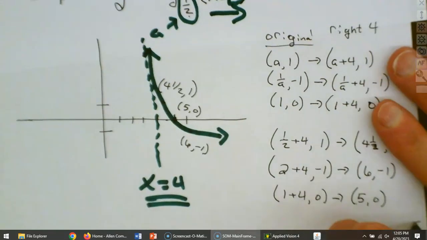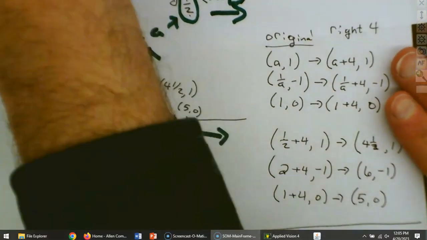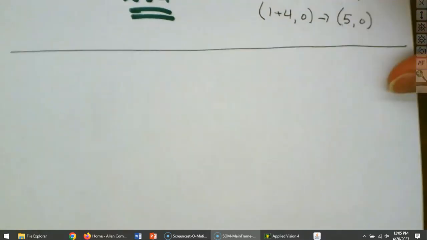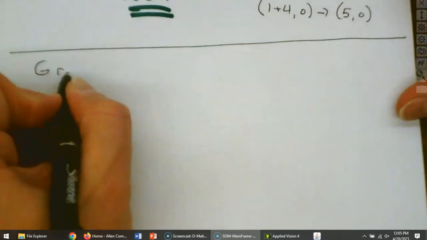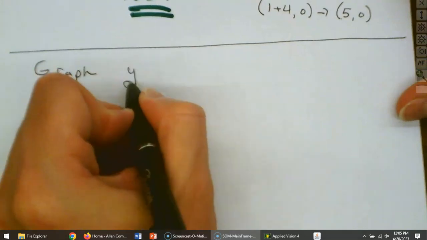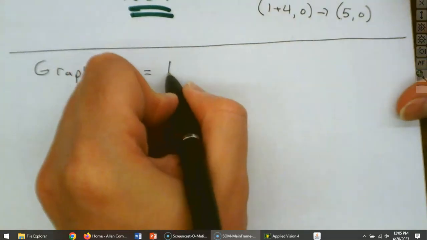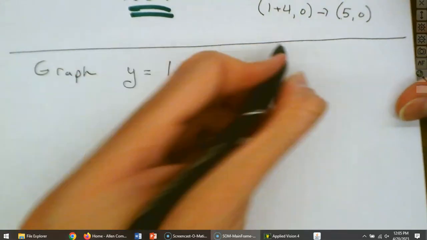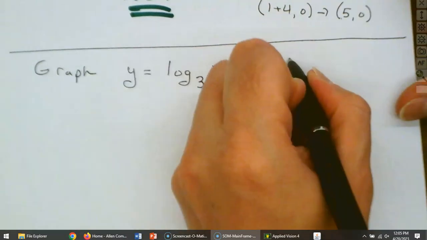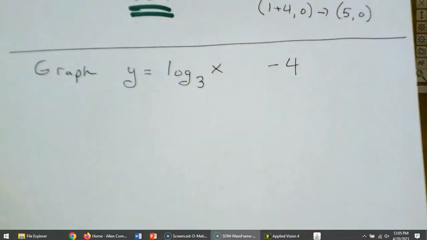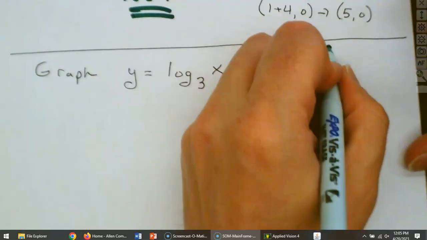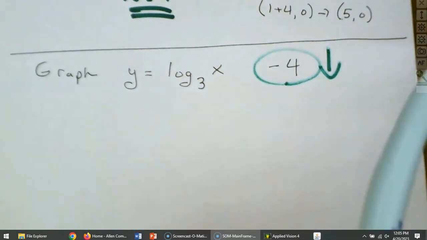Let's do one more. This time, I'm going to add a number on the end. Now, what do we know about numbers on the end? Move it up or move it down, right? So that's going to shift it up and down. So let's try to graph this. Let's try to graph y equals log base 3 of x, and we'll put a minus 4 over here on the end. Okay, that minus 4 is on the end, way over here. So that minus 4, that's going to move all my points down 4.